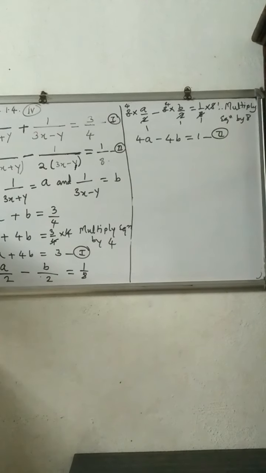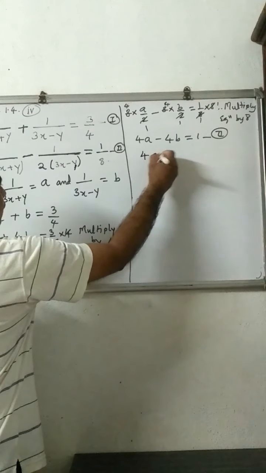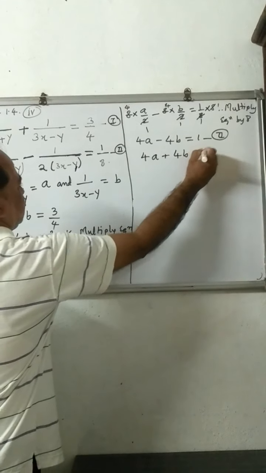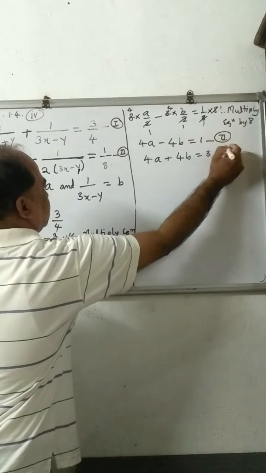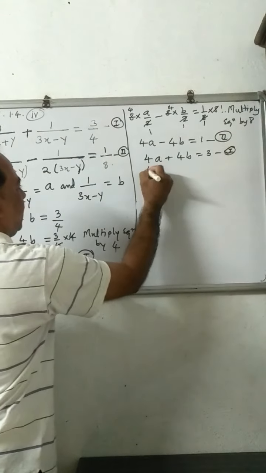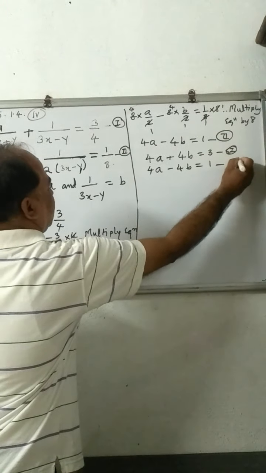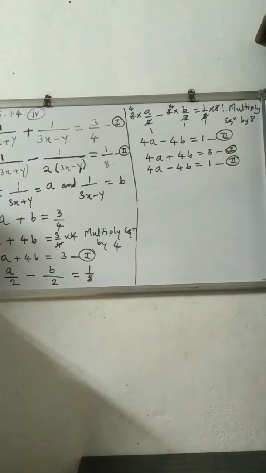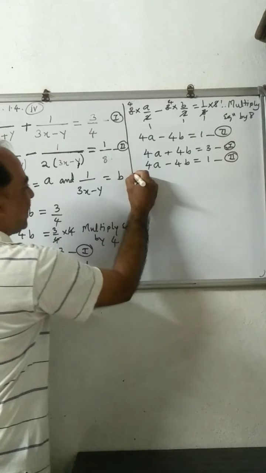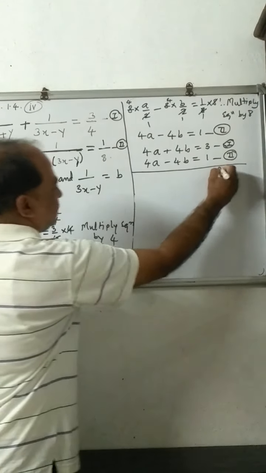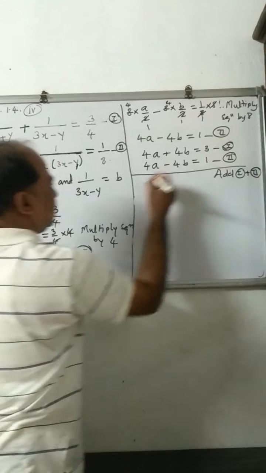Now take equation 1 and equation 2 together. So equation 1 is 4a plus 4b is equal to 3, equation number 1, and 4a minus 4b is equal to 1, equation number 2. Now the b terms, plus 4 and minus 4, will get cancelled. So add equation 1 plus equation second.